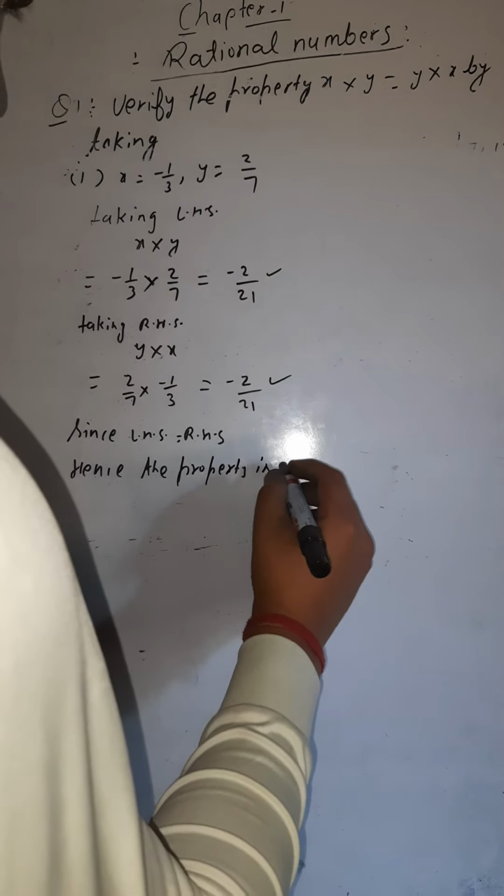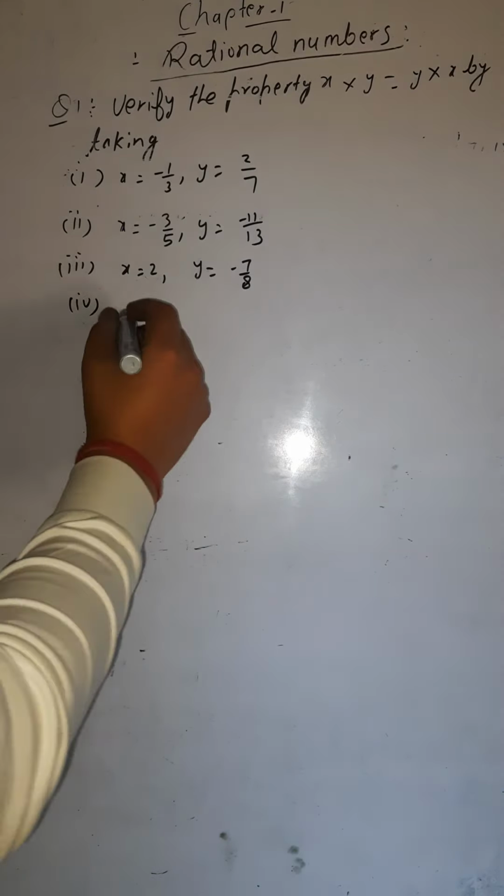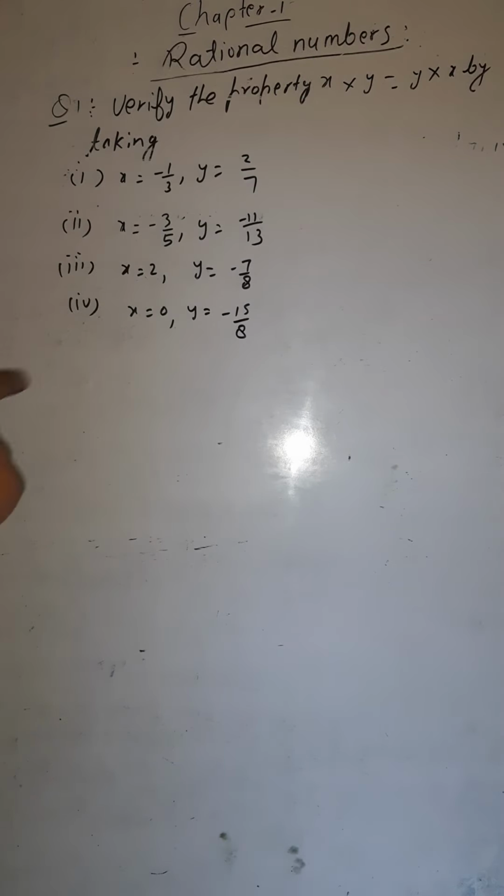Okay, now some other questions I am giving you which you have to do on your own. Let me write those questions here. The second question: x is minus 3 by 5 and the value of y you would take now as minus 11 by 13. Question number 3, x is 2 and y is minus 7 by 8. Question number 4, x you would take as 0 and y you would take as minus 15 by 8. So here 2 you can write as 2 by 1 also. Just find it, then where the 0 is coming: if you are taking LHS, x into y, x is 0 multiply something would come 0, then RHS, y multiply 0, again it would come 0. Both the answers are the same.